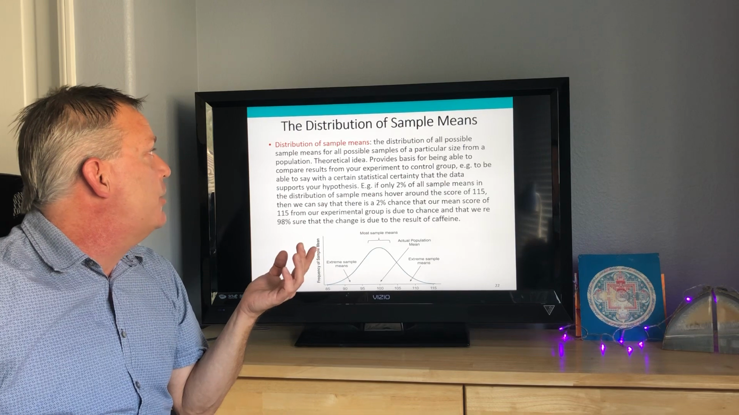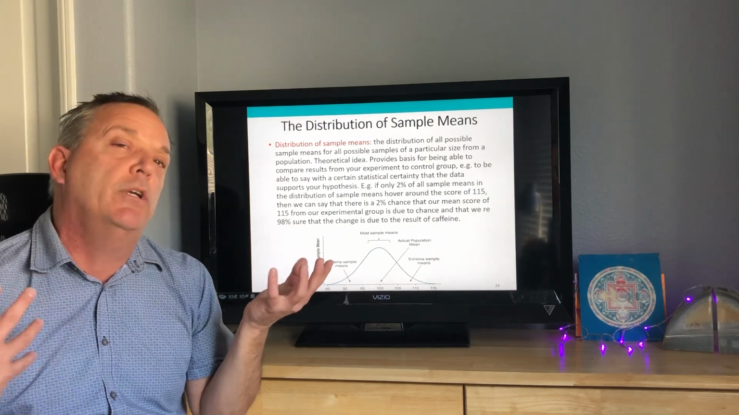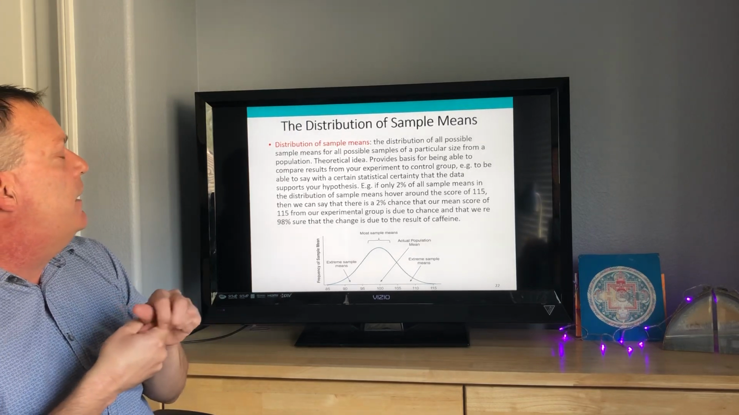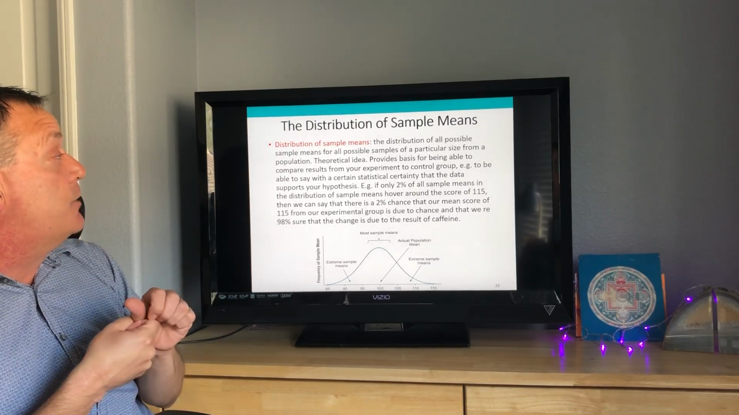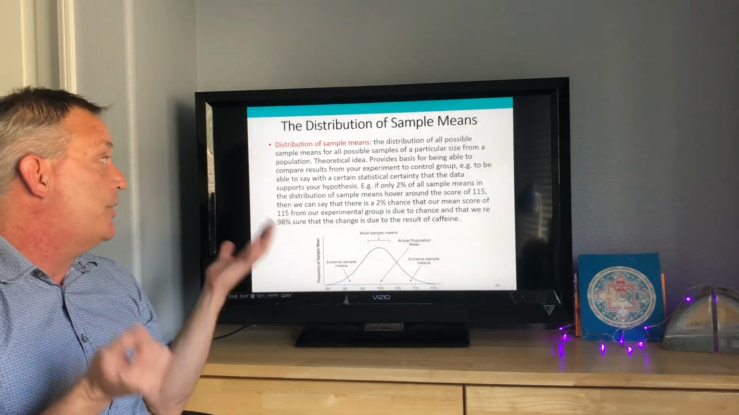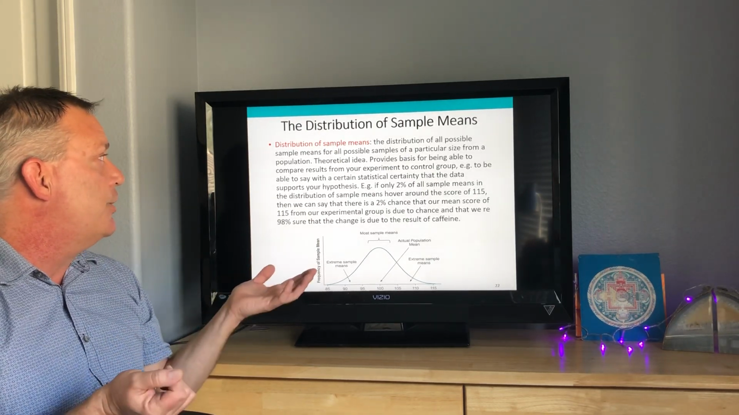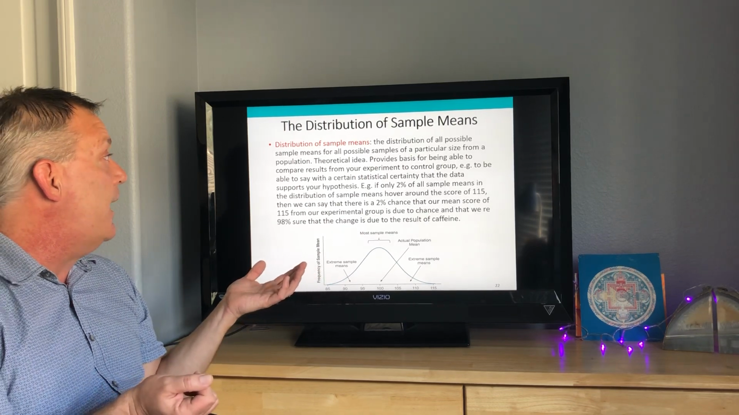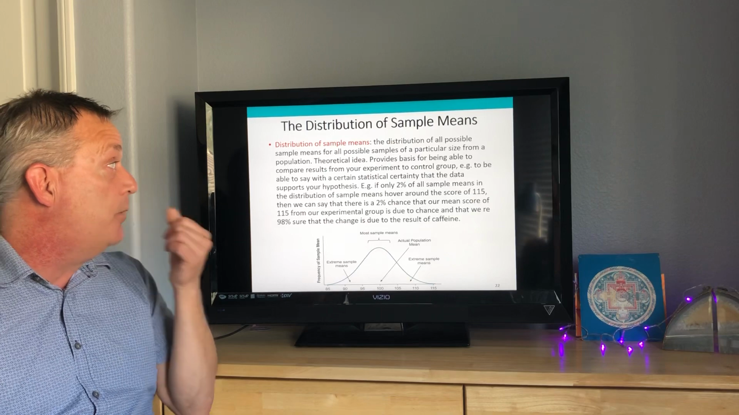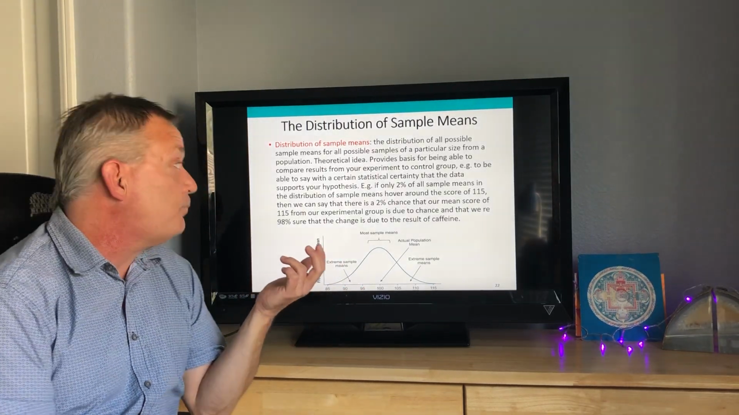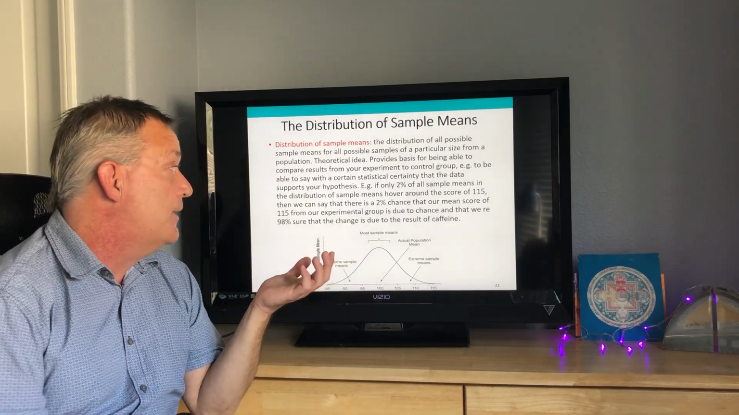And then the distribution of sample means, super important concept. It's a theoretical concept, or theoretical idea. It's defined as the distribution of all possible sample means for all possible samples of a particular size from a population. Again, it's a theoretical concept. It provides the basis for being able to compare results from your experiment to a control group, for example, the caffeine group we use as an example.